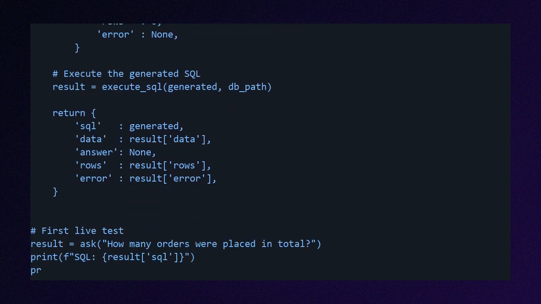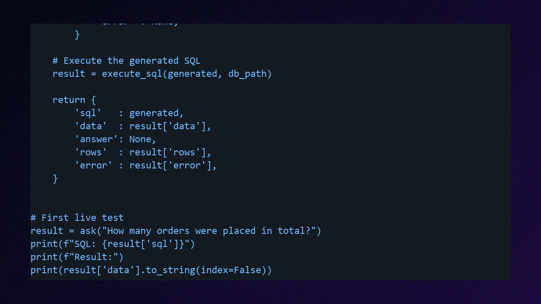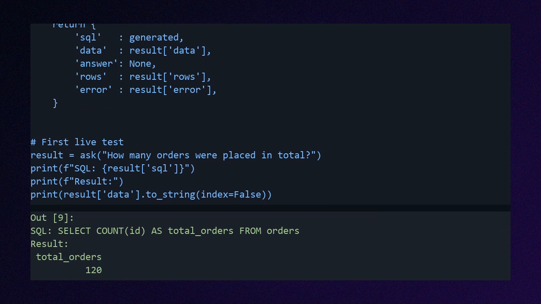The result dict carries everything the caller needs, the SQL that ran, the data, the row count. Returning the SQL alongside the data is important. It means the user can see exactly what query ran against their database. Transparency builds trust.